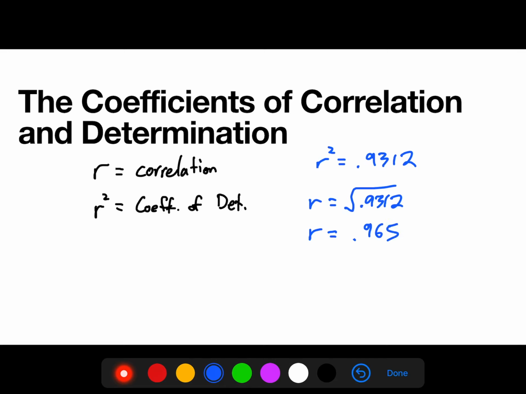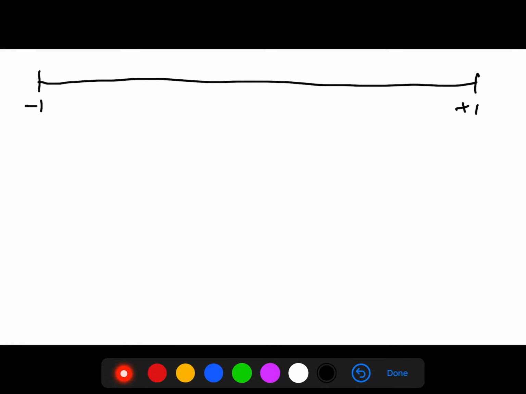And so these two numbers really, they're completely connected to each other. Just one is the squared version of the other one. Okay, but what I want to do is spend just a little bit of time actually thinking about what R is in particular, and then we'll talk a little bit about what R squared is as well. But R is a number that runs from -1 to +1 with, of course, 0 right in the middle. Well, what is this -1 and +1 or 0? What do these numbers tell us about R?